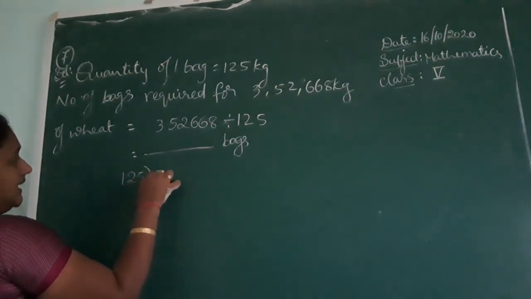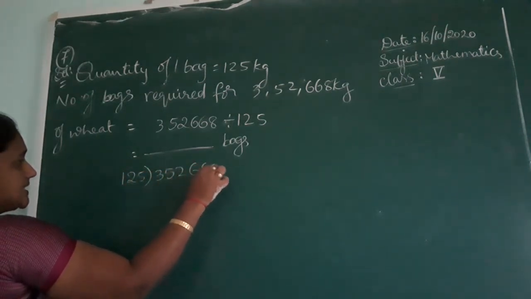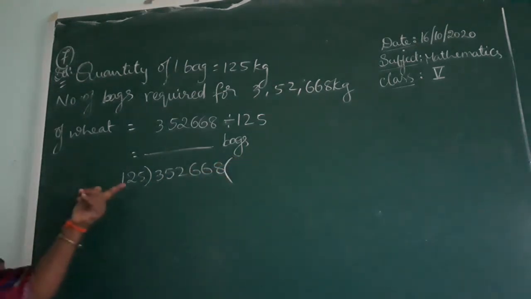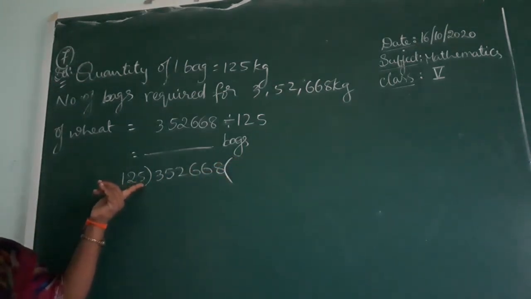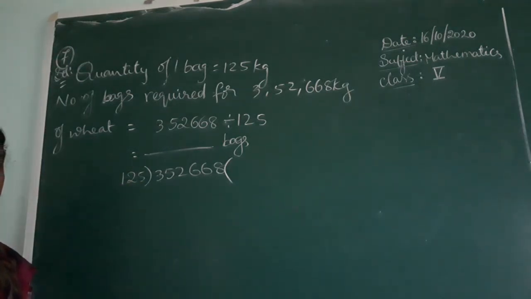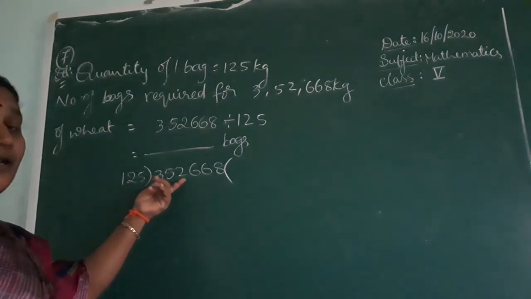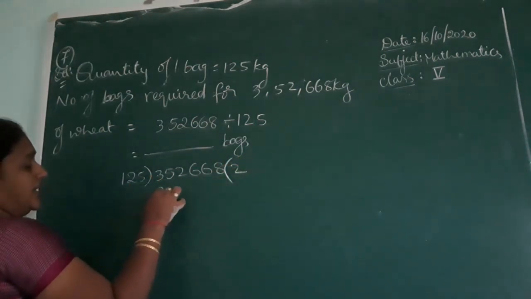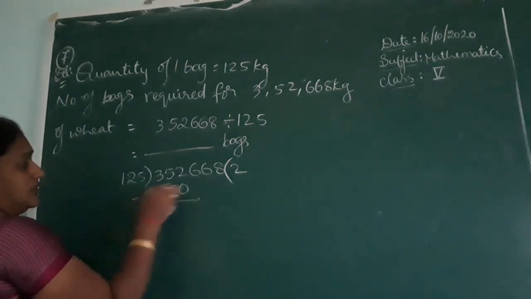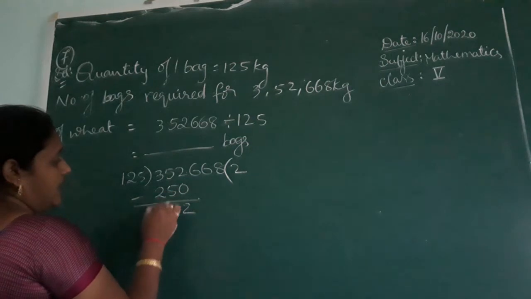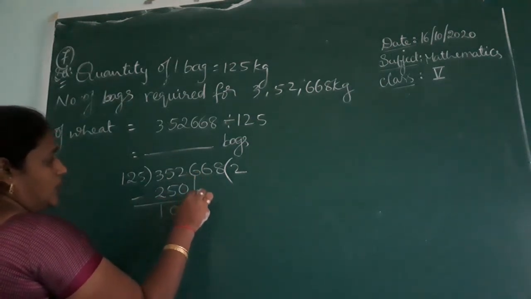Divide this question. 125 divides 3,52,668. Children, observe. If you double 125, you will get 250. Yes? But here it is 350, which is only 100 more. So 2 times is possible. 2 times, 250. 2 minus 0 is 2. 5 minus 5 is 0. 3 minus 1 is 2, 1. Drop down 6.